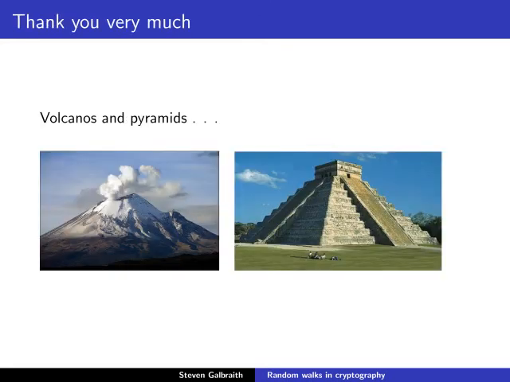So there you go. There's some volcanoes. That's Popocatepetl, which I didn't see because of the smog. And this is also a volcano-like thing that I didn't see. So I thank the organizers, and I thank you for your attention.